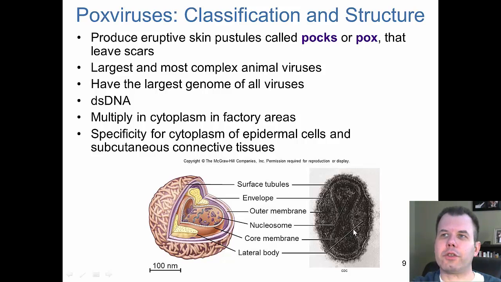Here's the virus under the electron microscope. It kind of has that barbell shape on the inside. It has, again, the envelope on the outside, an outer membrane, and then the capsid is this kind of barbell shaped thing that you see on the inside, and then in there is the DNA.